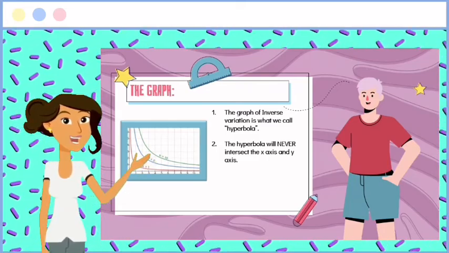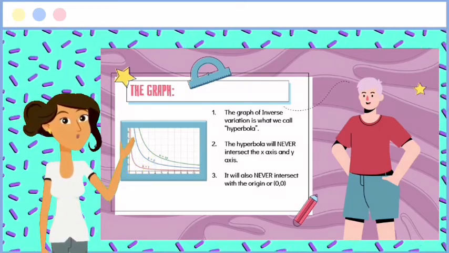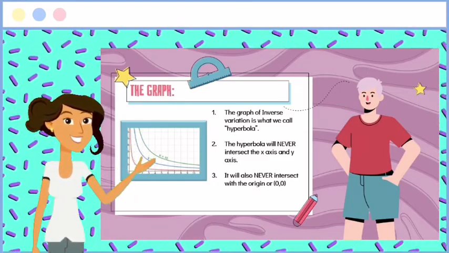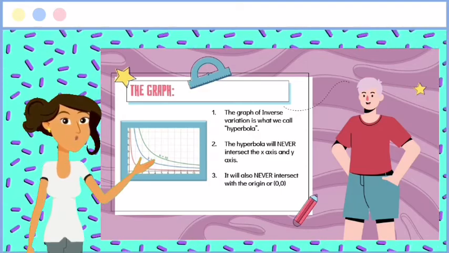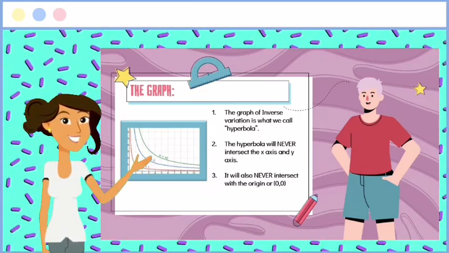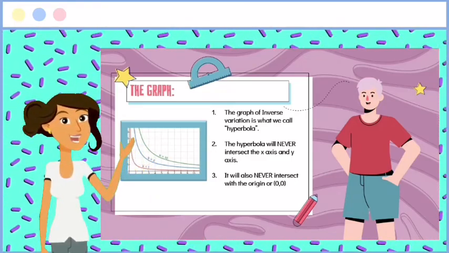When it comes to the graph of inverse variation, always keep in mind that the graph of inverse variation is what we call a hyperbola. The hyperbola will never intersect the x-axis and y-axis. And it will also never intersect with the origin, or (0, 0), unlike direct variation.